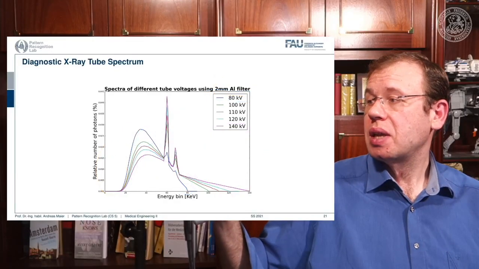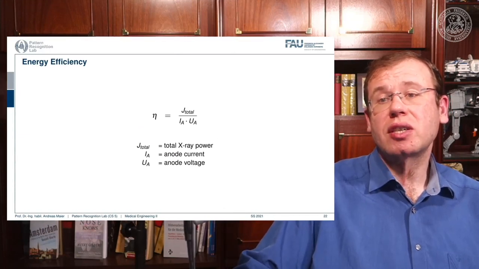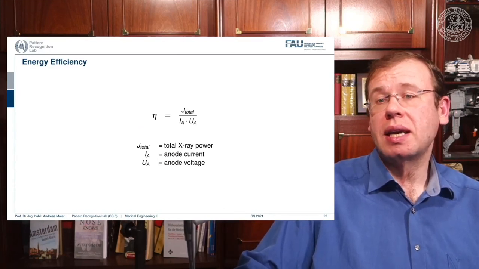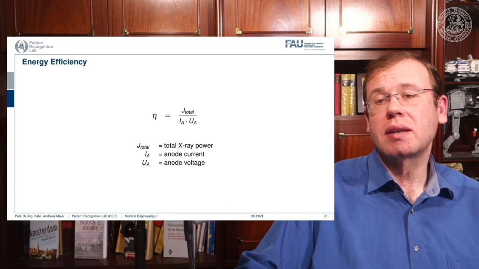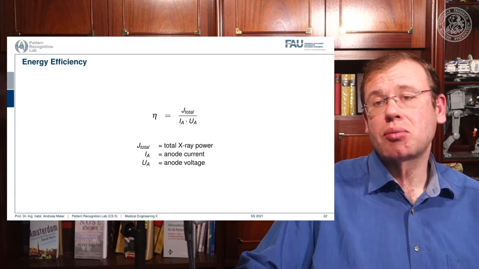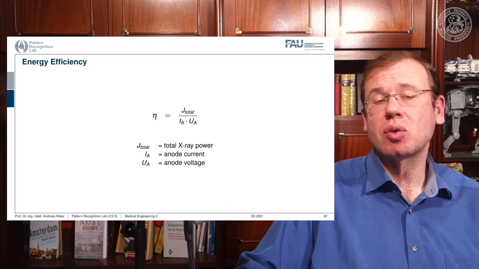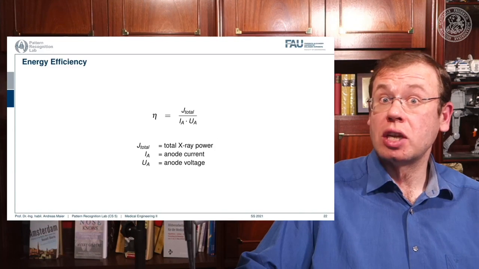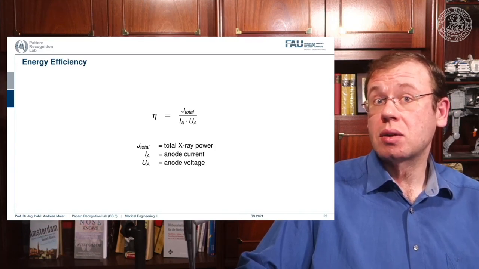Speaking of energy, we can also talk a bit about efficiency. And the efficiency can be measured by eta, and eta is essentially the total X-ray power, and you divide it by the anode current and the anode voltage. So this tells us how much of the energy is actually produced in X-rays and how much power I actually put into the source in order to generate them. And you see that this eta is actually not that great.